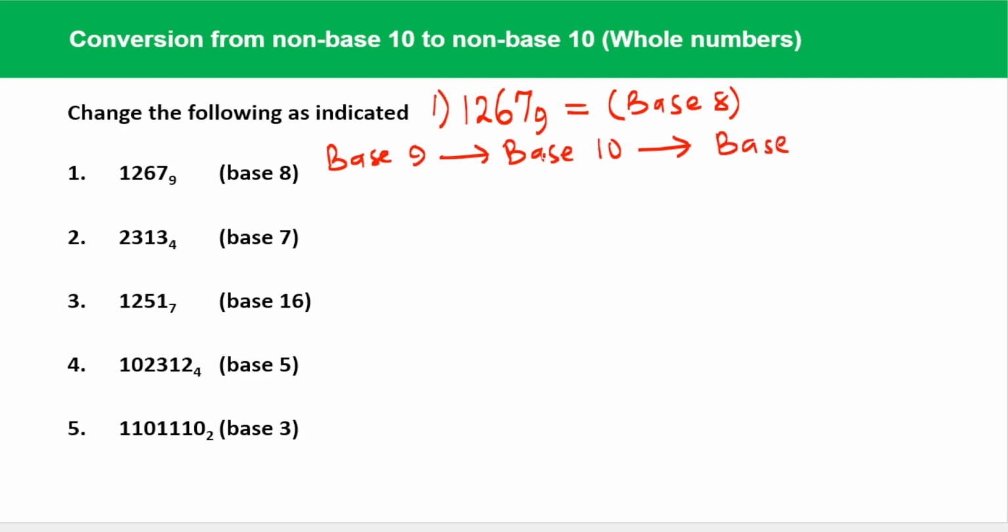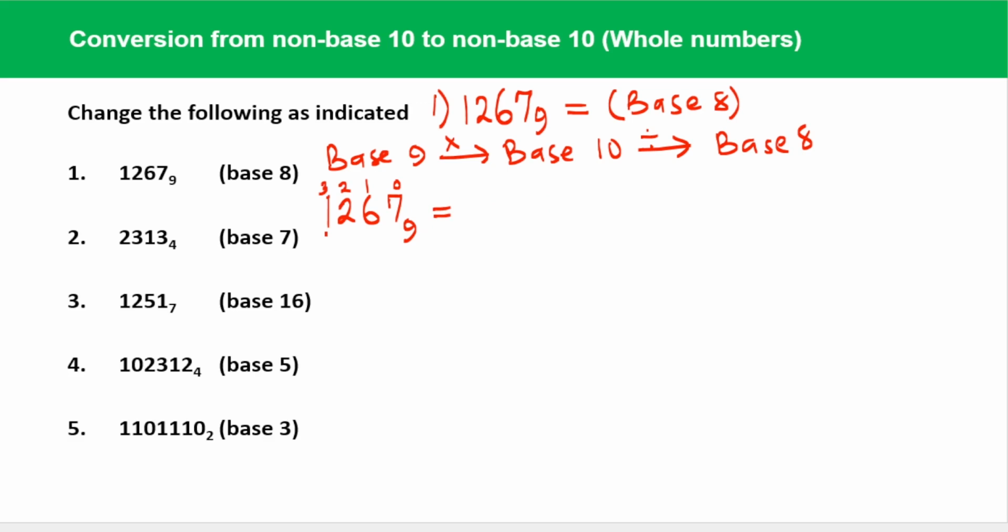From base 9 to base 10 we will use the multiplication method. From base 10 to base 8 we will use the long division repeated method. So let's go ahead and change 1267 base 9 first to base 10. The first thing will be to assign powers of 0, 1, 2 and 3, starting from the right towards the left.